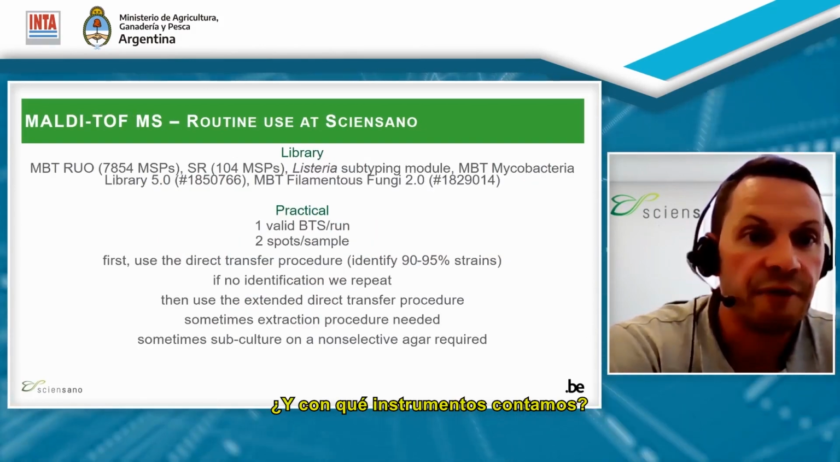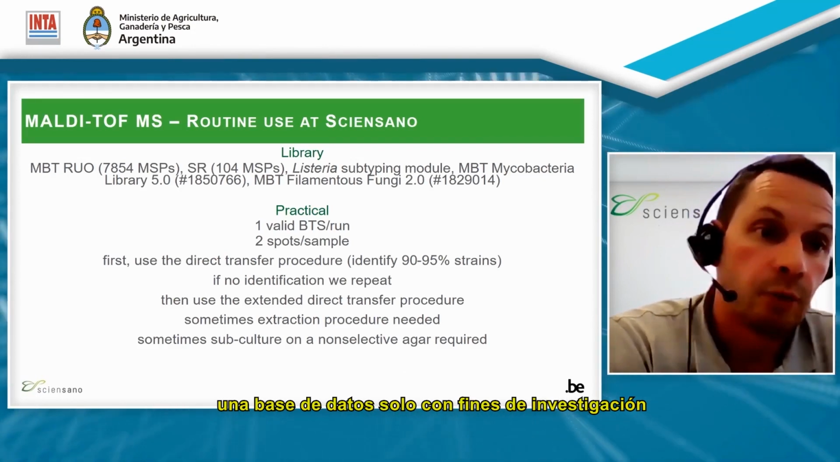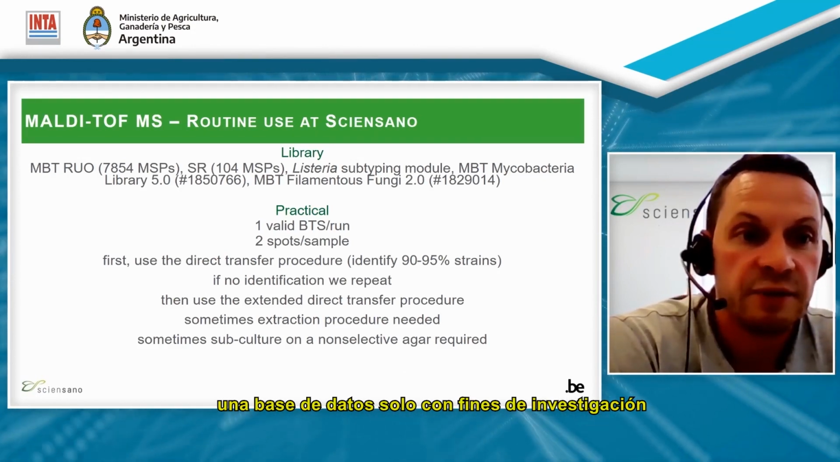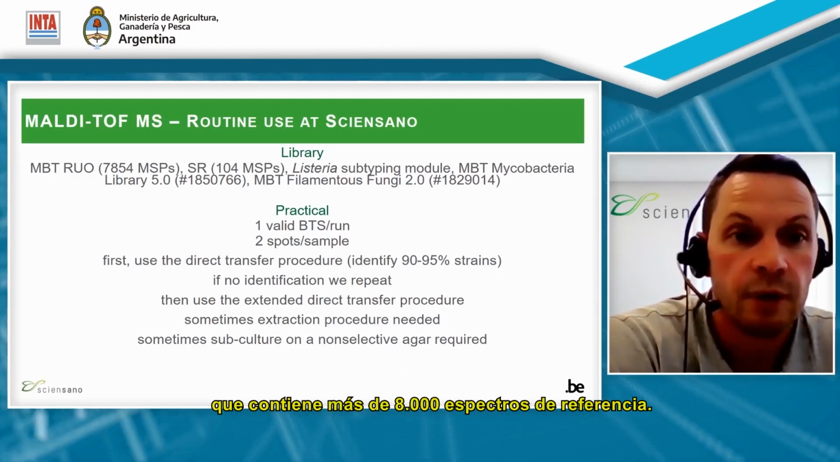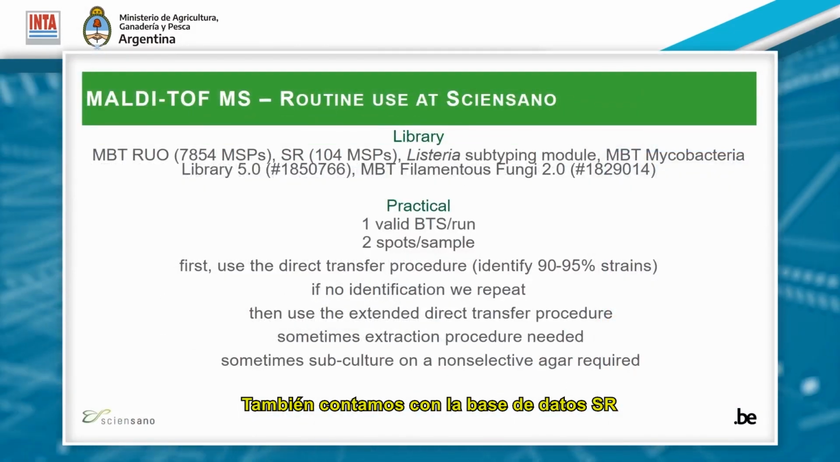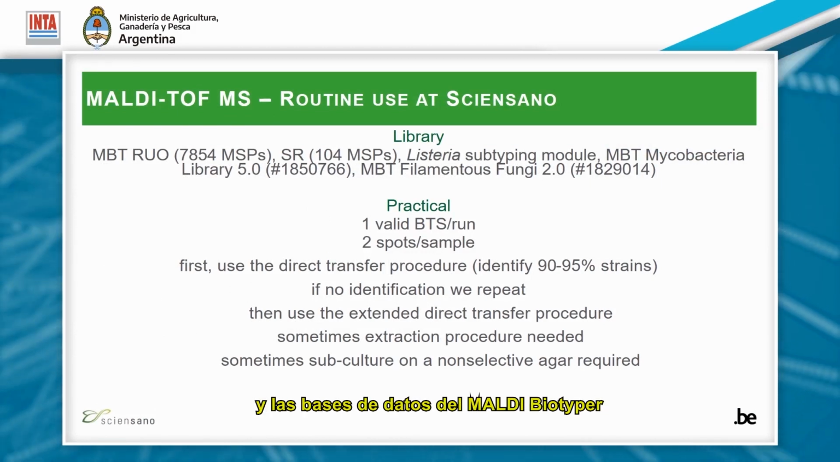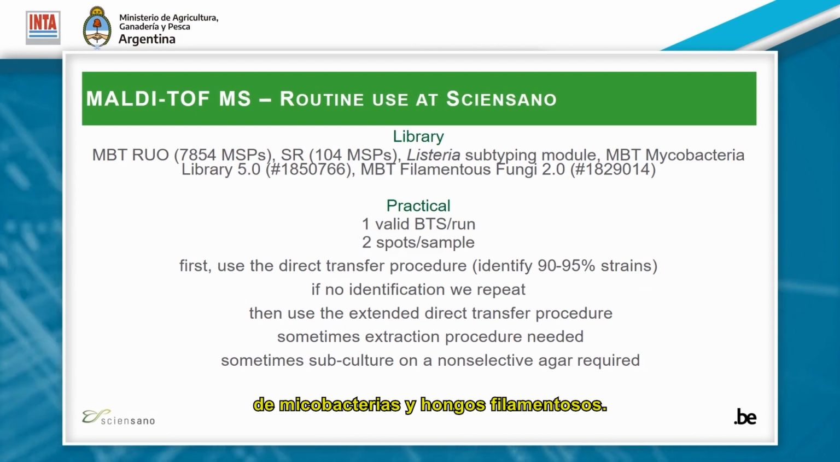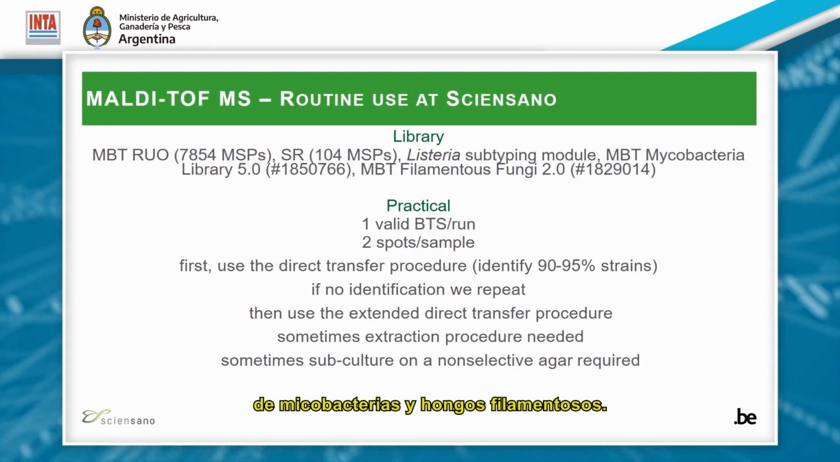Now, what do we have? So in our library, we have the MALDI Biotyper research use only database, which contains almost 8,000 reference spectra. We also have the SR database. We use the Listeria subtyping module. We have the MALDI Biotyper Mycobacterium and filamentous fungi databases.